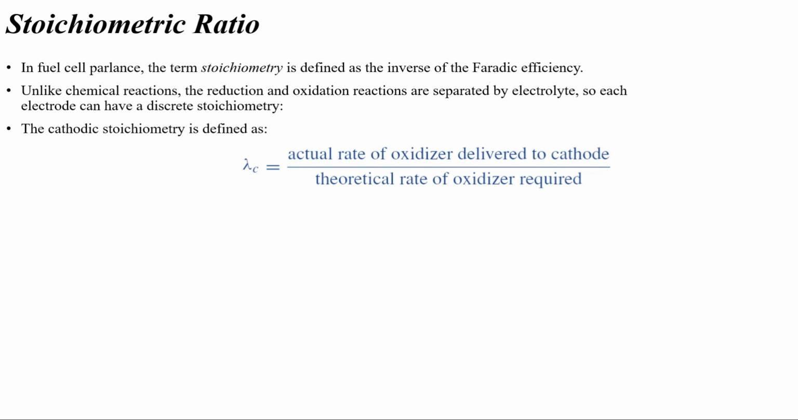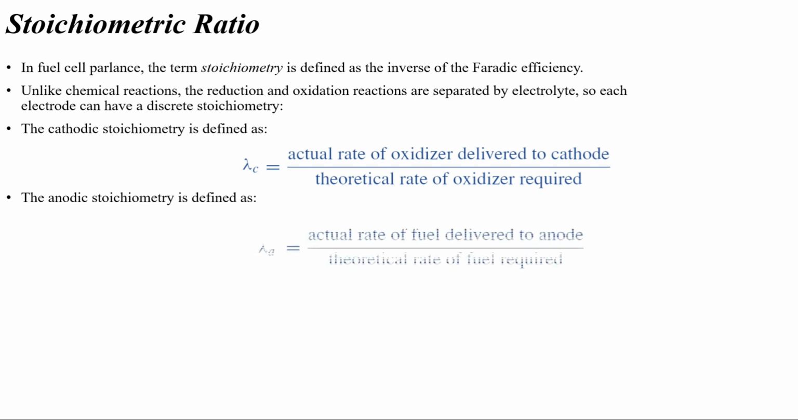then it will be the actual rate of oxidizer delivered to the cathode divided by the theoretical rate of oxidizer required. What actual amount of oxidizer we are providing at the cathode divided by the minimum amount of oxidizer required in order to generate a particular amount of current. This is basically the cathodic stoichiometry. If we talk about anodic stoichiometry, then we know that at the anode hydrogen is a fuel and we supply hydrogen at the anode. So that's why in anode stoichiometry there is the actual rate of fuel delivered to the anode divided by the theoretical rate of fuel required.